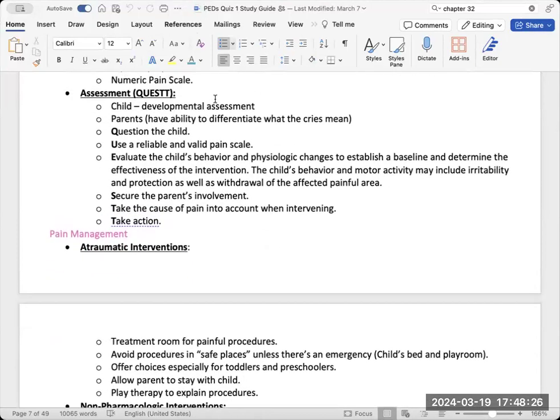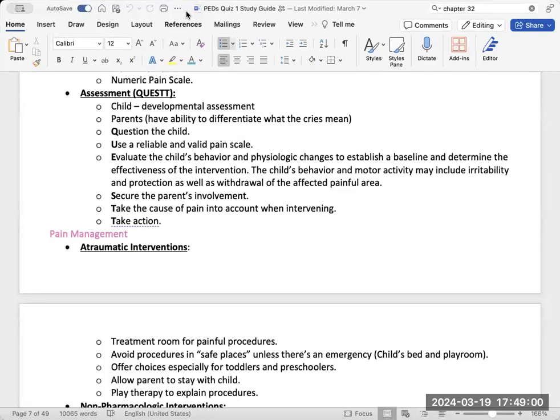So it's a child developmental assessment, and parents, once again, always remember, parents can tell you what different cries mean, especially for toddlers and infants who can't express their words verbally as well. Crying will tell us a lot, but parents will know what that means. So we could use QUEST as a good way to have a generalized assessment for pain. And we can question the child depending on their age, right? Use a reliable and valid pain scale. Once again, toddlers and infants aren't going to use a numeric scale.